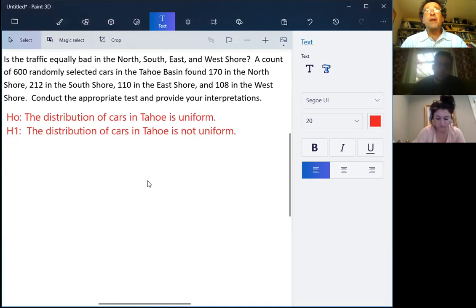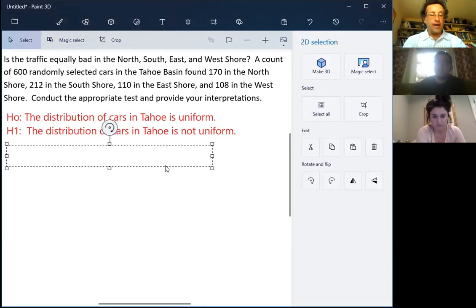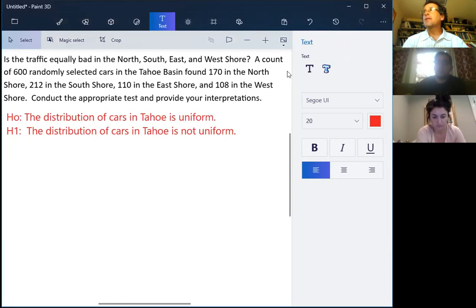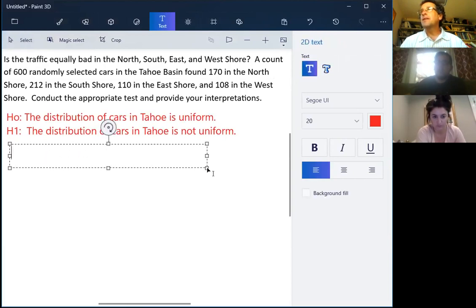Okay, so it's pretty simple to write them out, but the hardest part about this whole thing is to be able to look at this and know that this is the kind of hypothesis test we're doing. Because now that we have all kinds of hypothesis tests, you have to be able to fit it with the right chapter and the right part of the chapter. So I'm just going to write down the title of our test. And this is called a chi-square goodness of fit test.